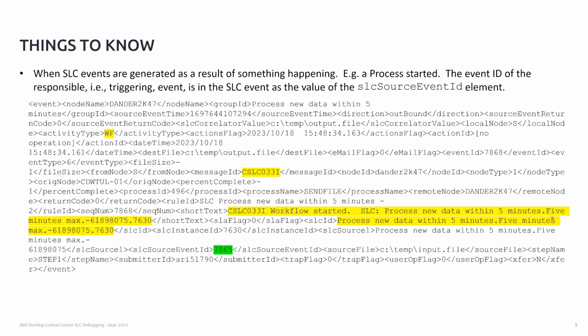In this case, it was 5 minutes max. And at the end, as I had mentioned before, there's my SLC instance ID. The other thing I thought I'd mention is the activity type. You'll see that for SLC events associated with workflow SLCs. In this case, it's a workflow SLC event, as opposed to, you might see MS for milestone SLC events, which I typically tell you to suppress those.